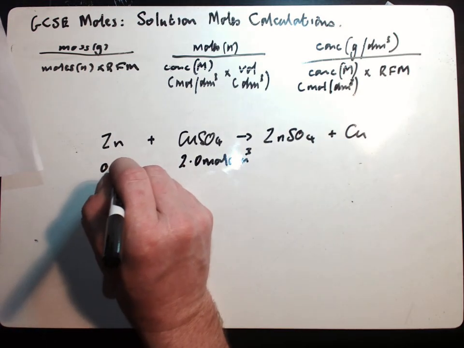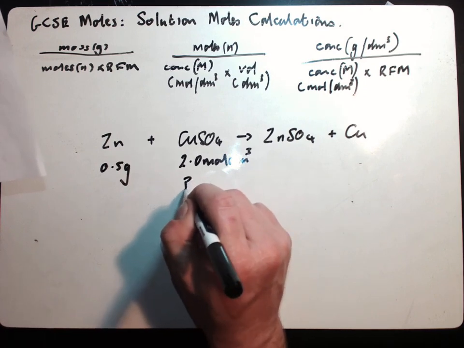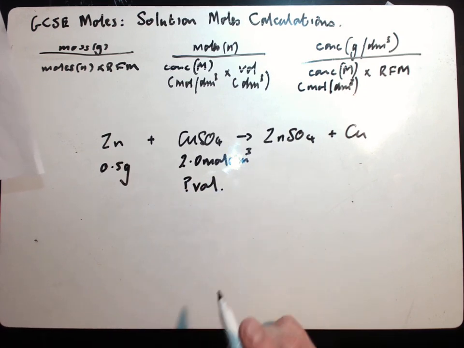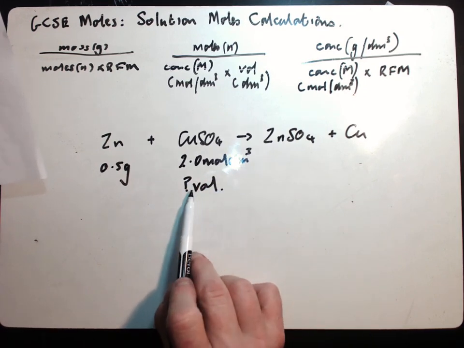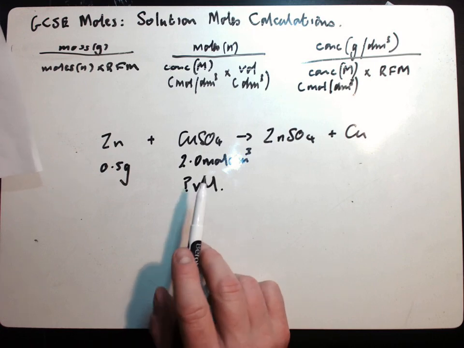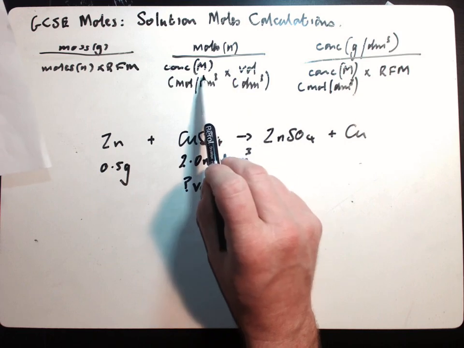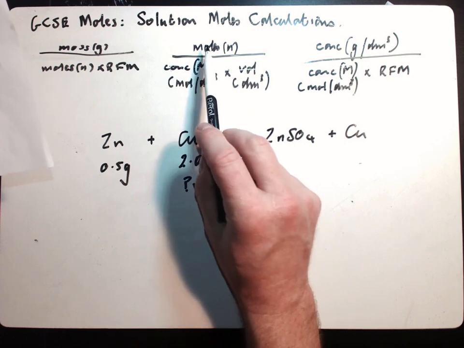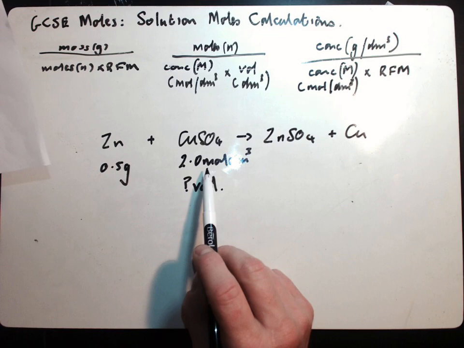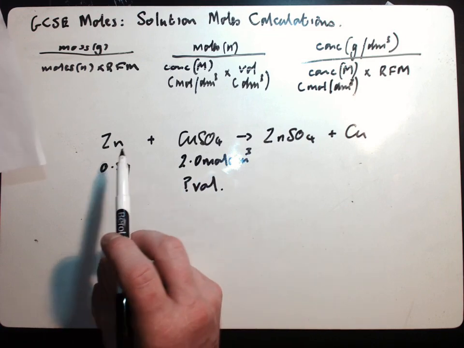We have half a gram of zinc, and again a little question mark beside what they're after, so we know what we need to get. It is a question mark on the volume, so we're after volume, and in order to get volume I need concentration. I've got it. Well, I need moles also. I don't have moles, okay, but I can get moles indirectly from my zinc.